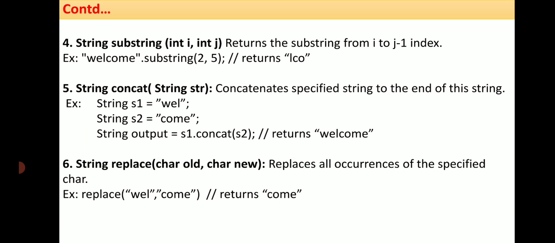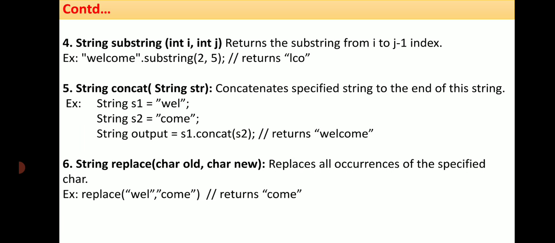Okay, string concat. It concatenates the specified string to the end of this string. Whatever string you provide, it will be appended, or added, to the end of the string. Suppose string 1 is "well" and string 2 is "come". When you concatenate those two, it will give an output like "welcome". We can use s1.concat(s2) in the program.